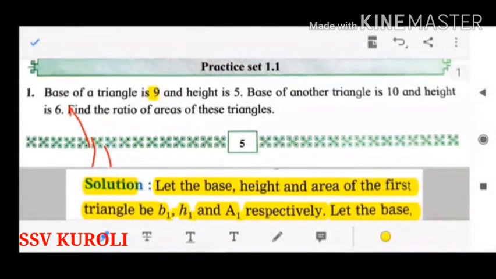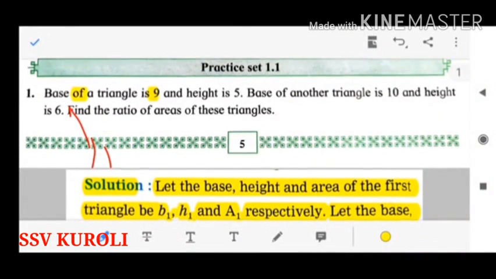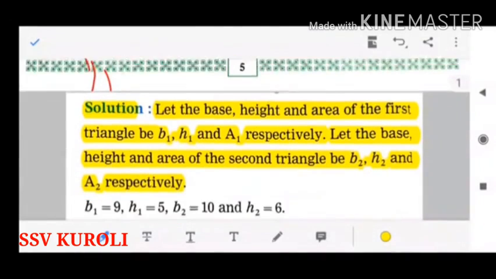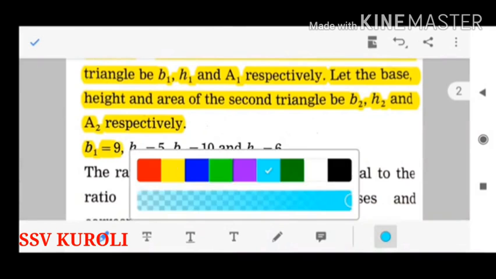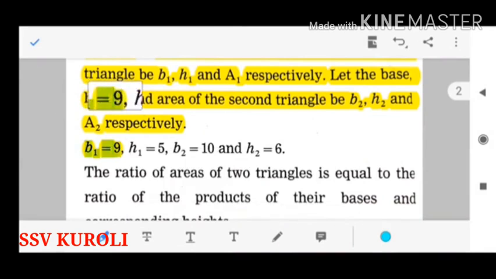Base is 9. Base of a triangle is 9. Height is 5. Another triangle: base is 10 and height is 6. Therefore, we have put here B1 equal to 9, H1 equal to 5, B2 equal to 10 and H2 equal to 6.